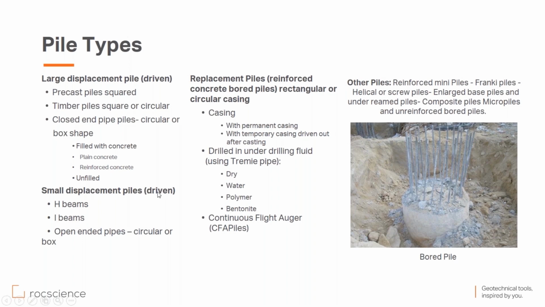While small displacement piles don't displace the soil as much as the large displacement piles. These are usually driven piles made of thin-walled sections like H-beams, I-beams, or open-ended pipes, whether circular in shape or box in shape.